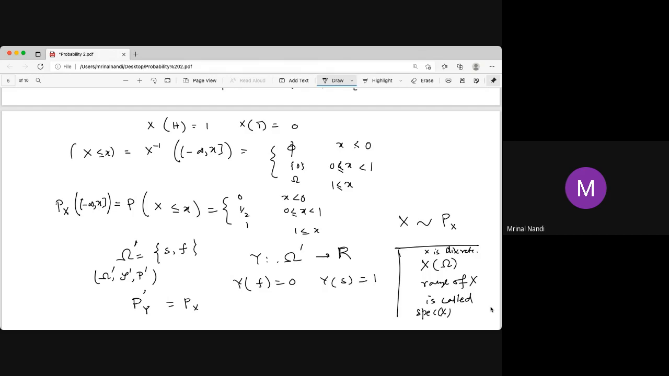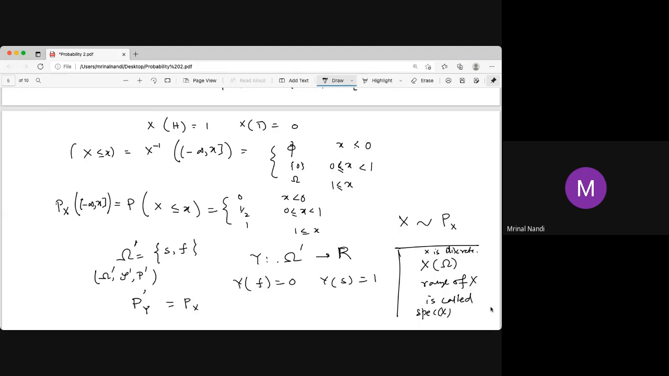Spectrum of x means the set of all outcomes of x for which the probability is positive. And for continuous, at every point the probability is 0. That's why we can't talk about the spec. It is called the support, where the density is positive. We'll discuss later what a discrete and a continuous random variable are.